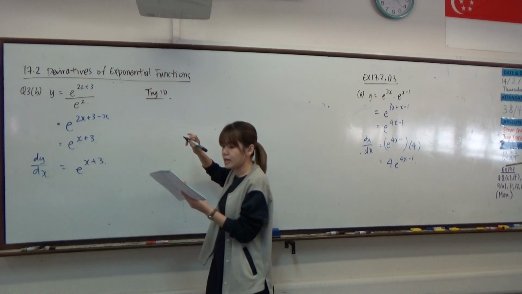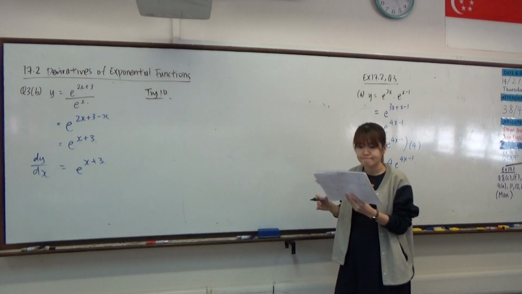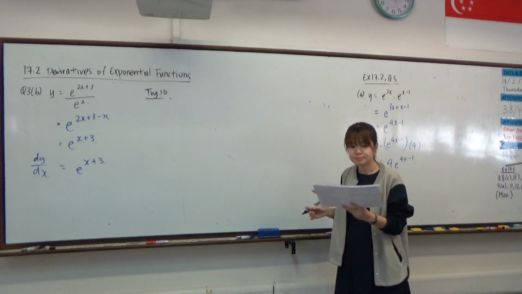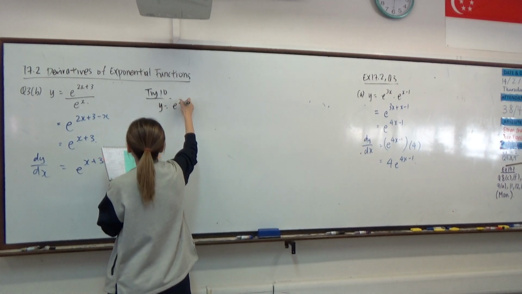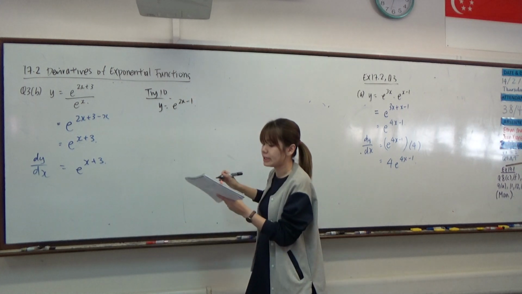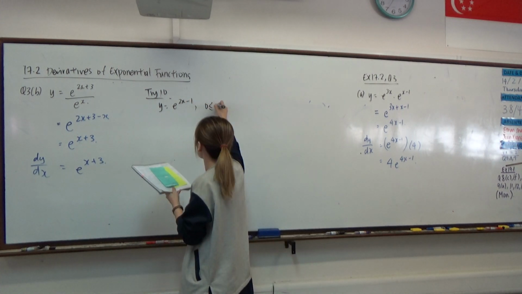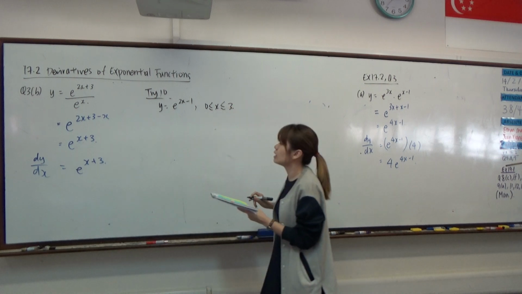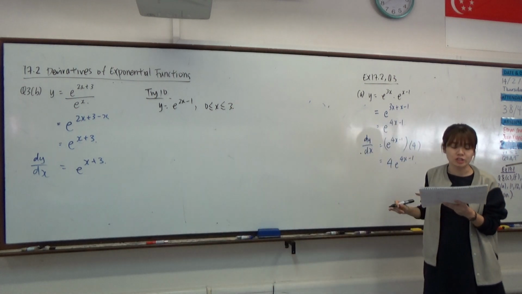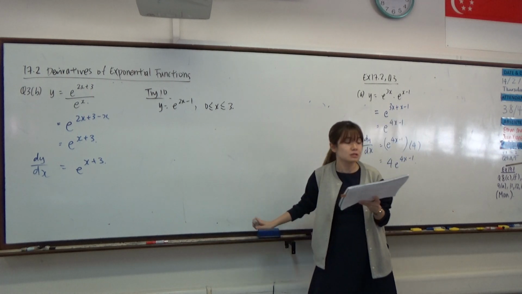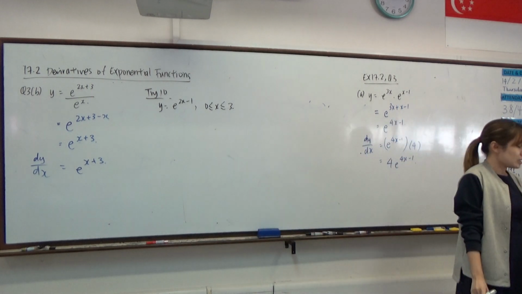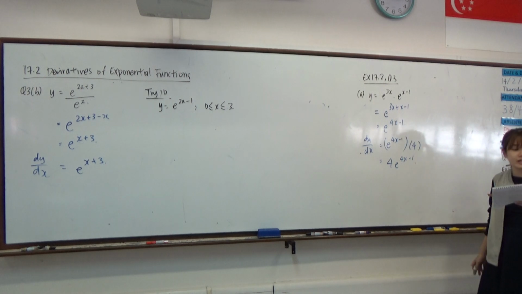Okay, next we look at try 10. Okay, we look at the different applications. Okay, we are given that there's a curve that has equation y equals e to the power 2x minus 1. And the interval that we're looking at is from 0 to 3. Part 1 wants you to find the equation of the tangent at the point A where x equals 0.5.